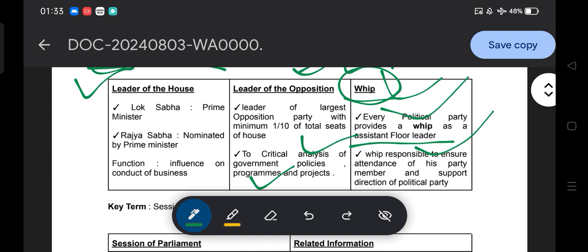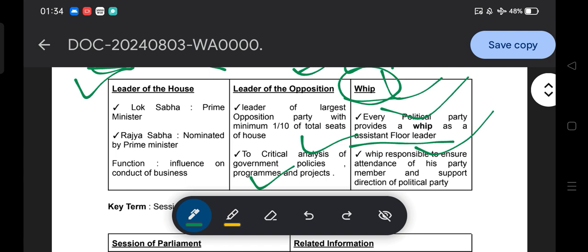We can simply conclude that whip is nothing but a monitor. Like in your class, in school time, we all know that there is a monitor. In college, there is a class representative who is responsible for maintaining discipline, for ensuring attendance, and also for coordination and cooperation, and the monitor also ensures that each and every student or colleague of a class follows the specific direction given by the monitor.